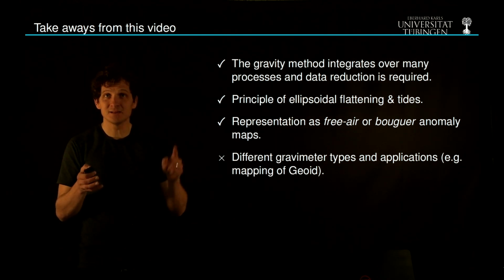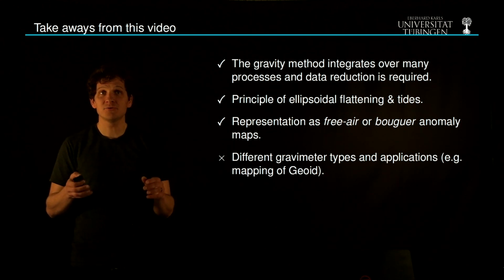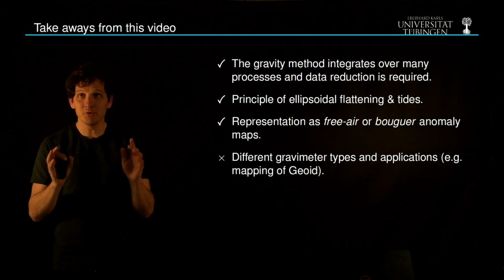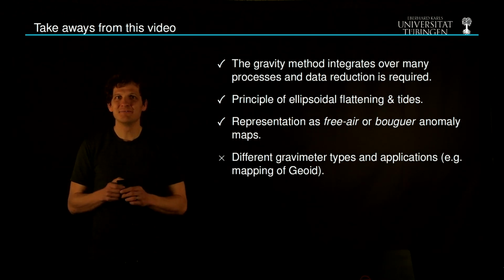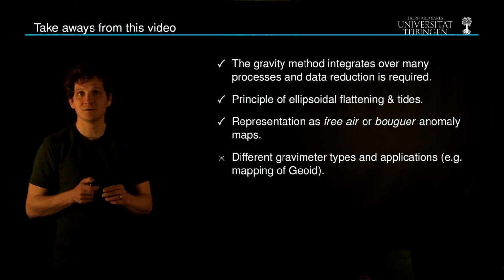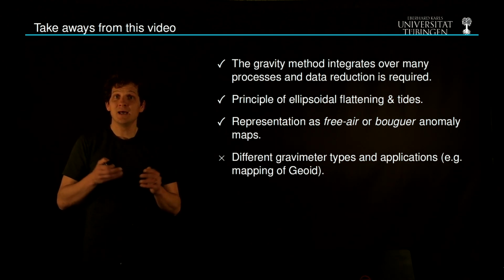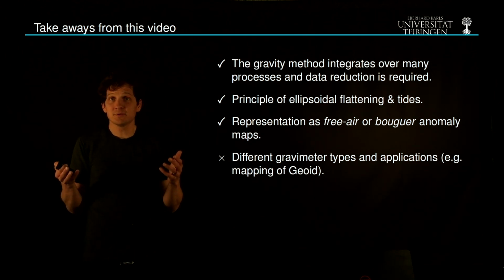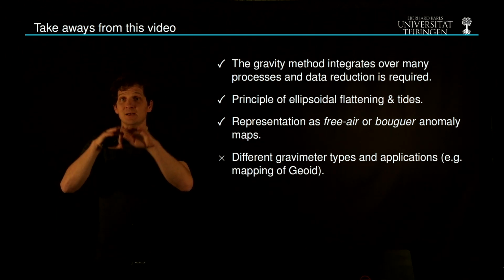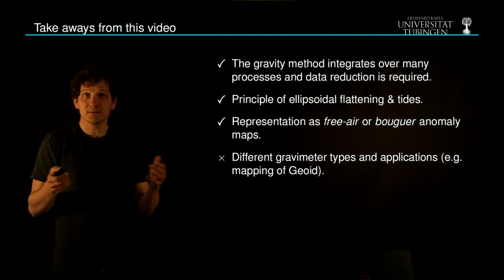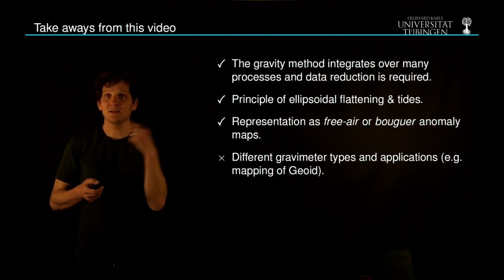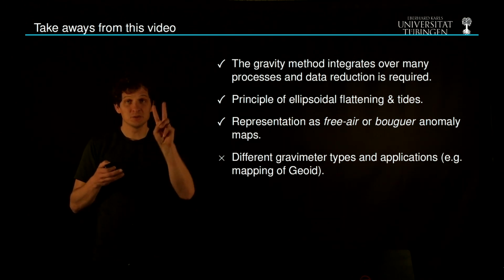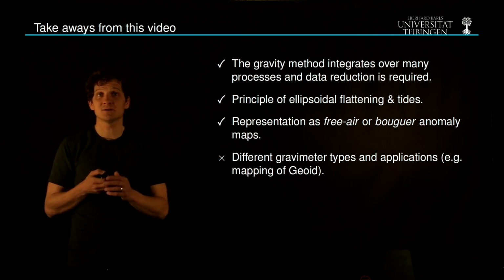They are all needed because the gravity method integrates over many processes and most of them are of no interest to you. Therefore, we require a lot of data reduction. And in that data reduction, we have learned a few things on the side. We have learned that the Earth is best described with an ellipsoid due to the flattening as a function of the rotation. And we have also learned the two principal mechanisms of tides on Earth.